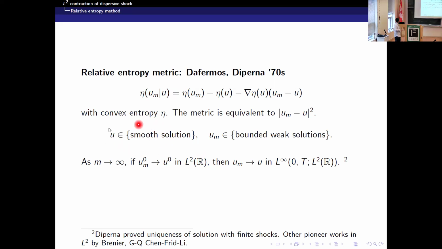So the result is, if you have a smooth solution, and this is for the Euler, which is for the hyperbolic conservation law without viscosity and dispersion, and this U^m is a bounded weak solution, then if U^m goes to U0 in L2, then U^m will go to U in L2 for later time. Although if you have U as a smooth solution, you can have a much stronger result. You can show the Holder stability. But this is the starting point of the story. And then this result was extended later, especially by the paper of Gui-Qiang Chen, Hermano Frid, and Yachun Li.